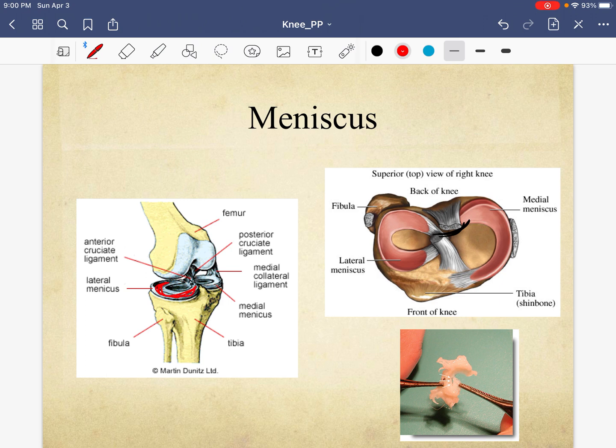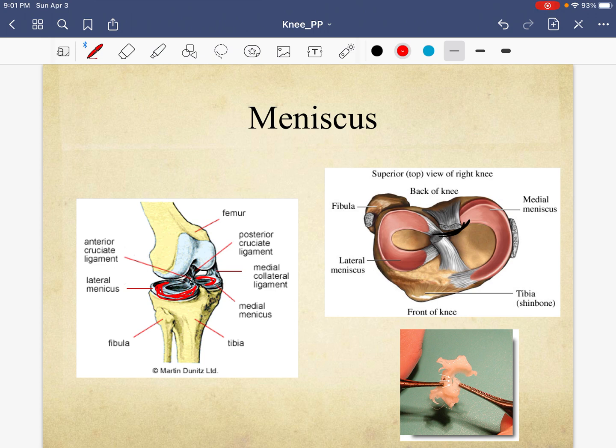They're like little pads. There's a lateral meniscus and a medial meniscus. They sit right in the tibial plateaus. Their function is shock absorption. Overall, their function is shock absorption.